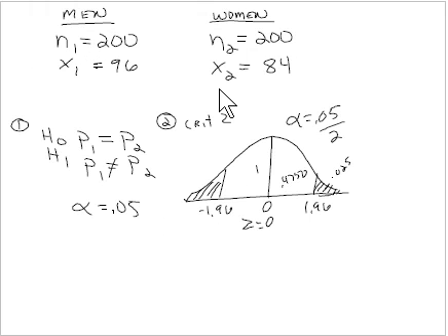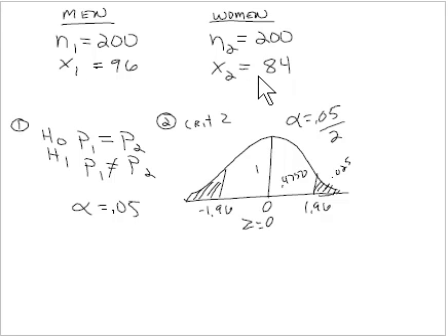Here is an example where the research question is: is there a difference between the proportion of men and the proportion of women that will like a new product? A research company went out and sampled 200 men and asked them if they liked the new product. 96 said they did. They went out and sampled 200 women and asked them if they liked the new product. 84 said they did.